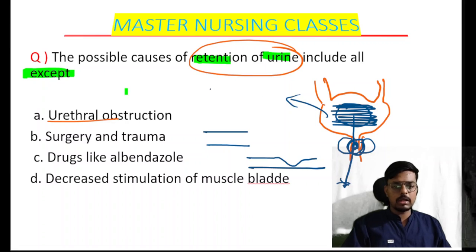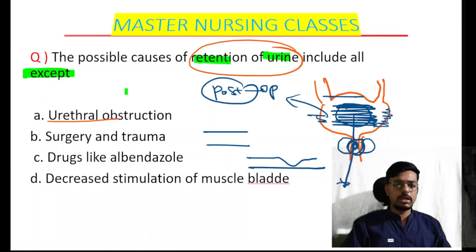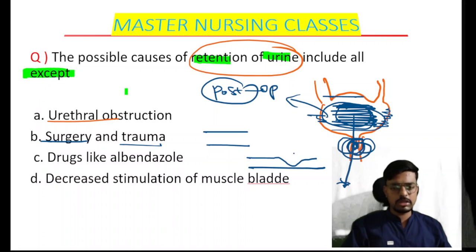Whenever it occurs, it occurs in post-operative conditions. Because of spinal anesthesia or general anesthesia, there is complete relaxation of the bladder muscles, which will not contract properly, so the urine will remain inside, which may lead to post-operative urinary retention. So after surgery or trauma, yes, urine can be retained inside. Trauma to the genital area, which again leads to obstruction in the urethra, also causes urinary retention. If there is any obstruction in the urethra, that time also urinary retention occurs.